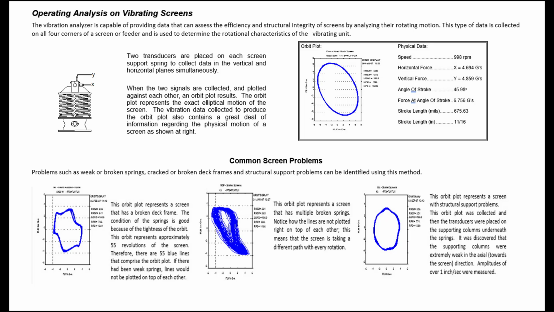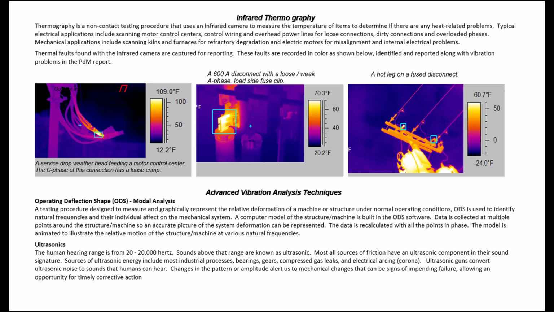When the 2 signals are collected and plotted against each other, an orbit plot results. The orbit plot represents the exact elliptical motion of the screen. The vibration data collected to produce the orbit plot also contains a great deal of information regarding the physical motion of a screen, as shown at right. Problems such as weak or broken springs, cracked or broken deck frames and structural support problems can be identified using this method.